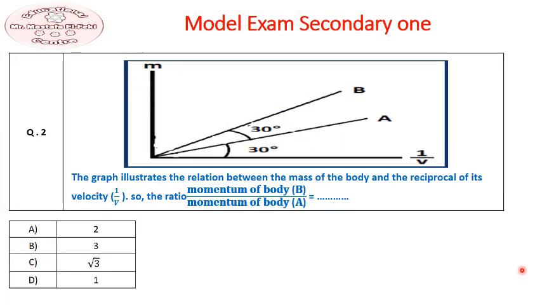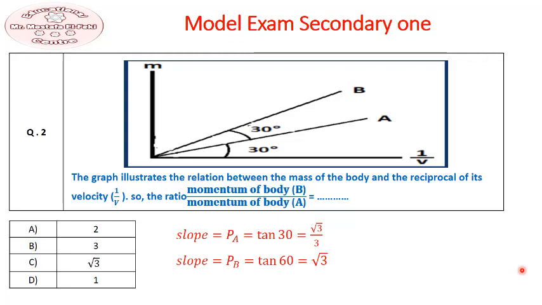Question 2. The graph illustrates the relation between the mass of a body and the reciprocal of its velocity. So the ratio between the momentum of body B to the momentum of body A. At first, the slope of body A means momentum: mass over 1 over V means momentum equals tan 30. That is equal to root 3 over 3.